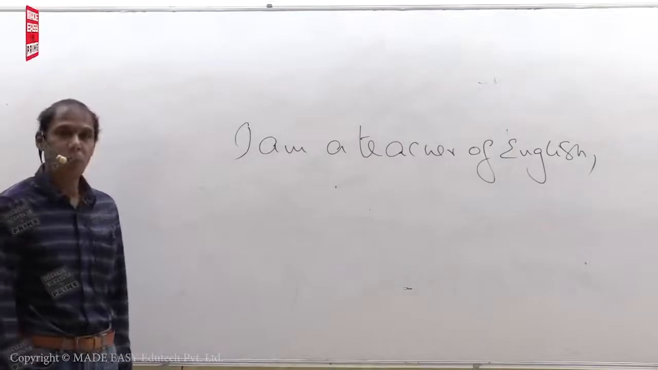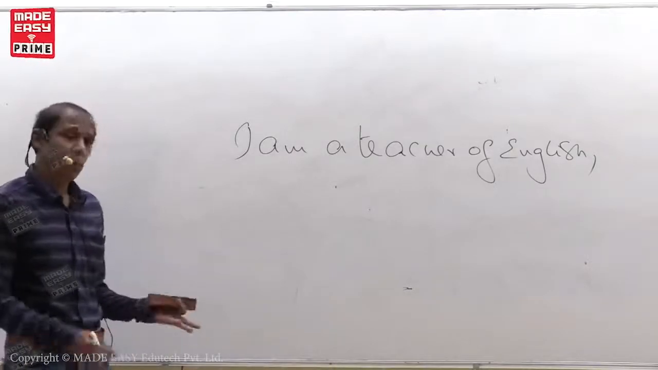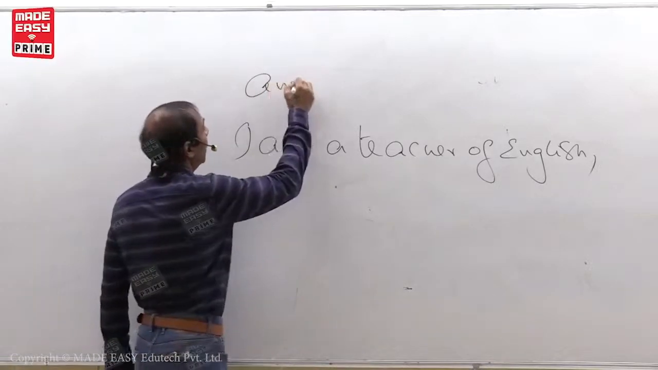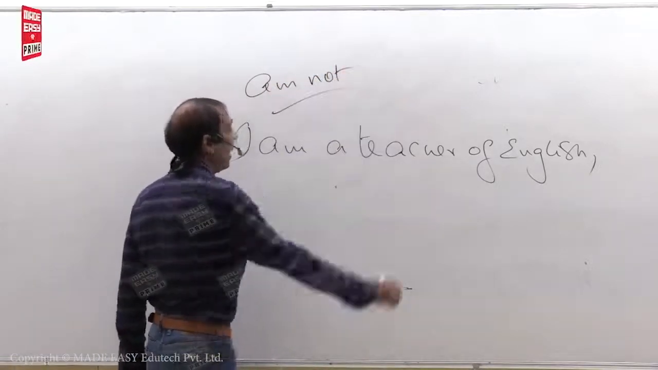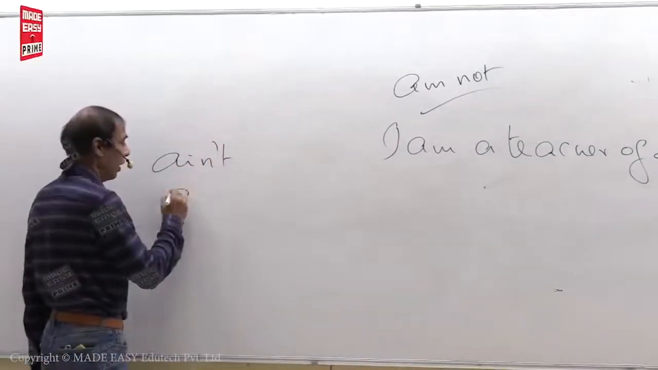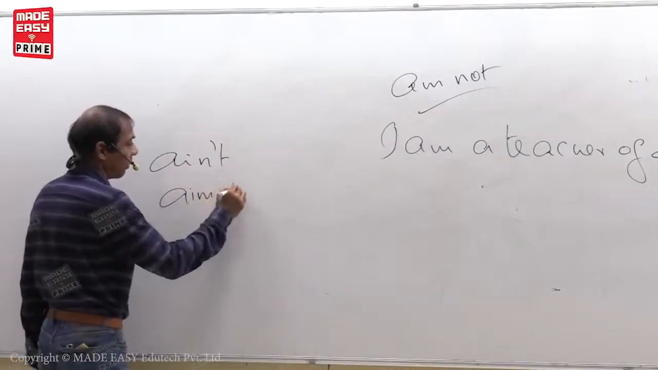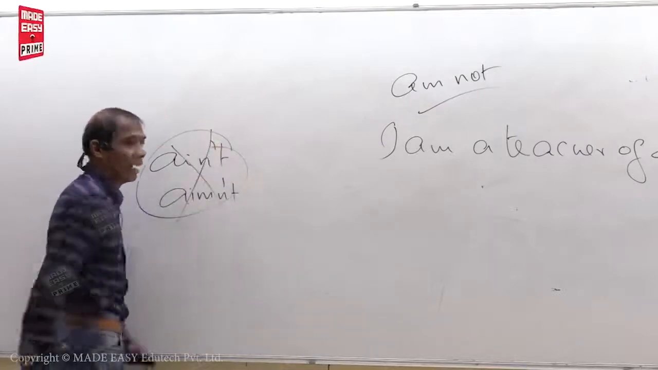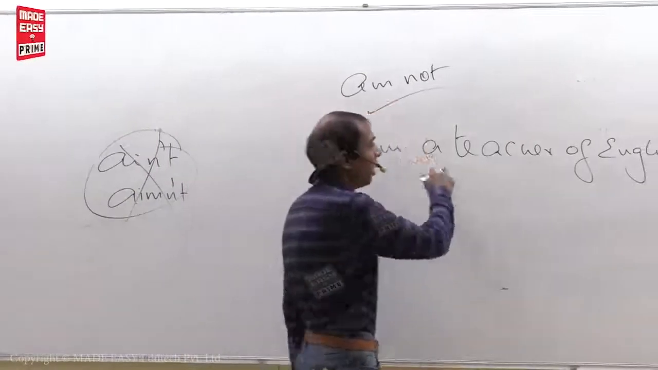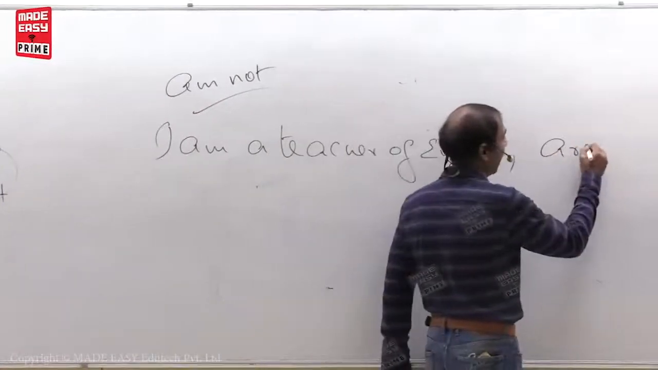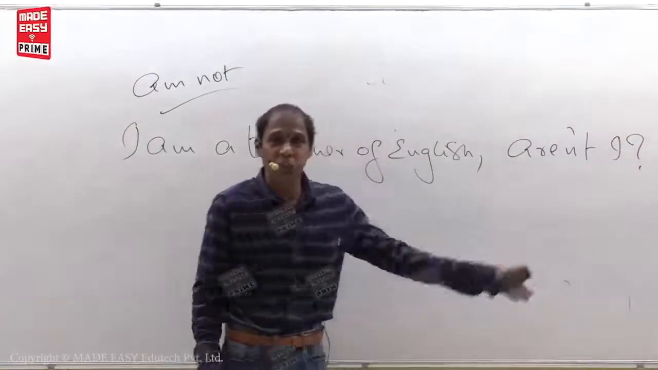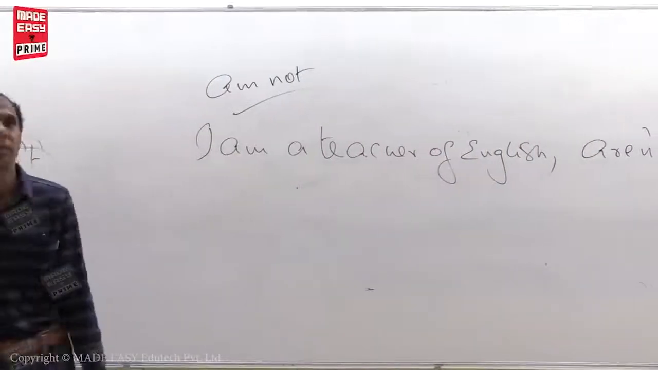Statement is positive or negative? Positive. Question tag must be negative. What is the short form of am not? Everyone commonly says ain't, amn't. Actually, there are no words in English like this. These two are wrong. The short form of am not is aren't. It looks different, but this is correct.